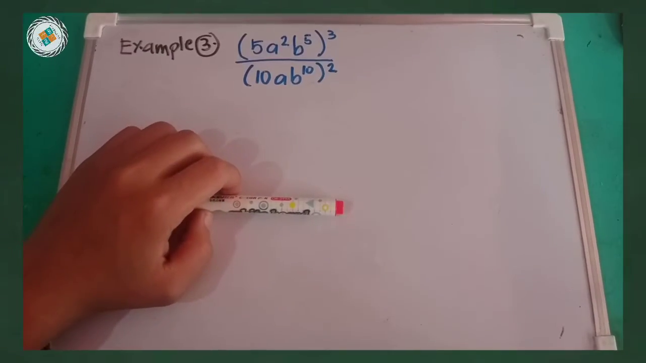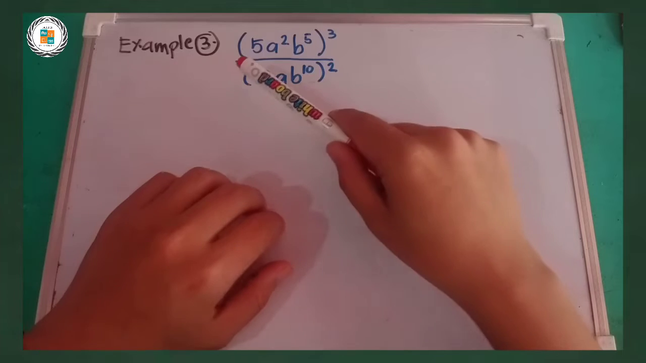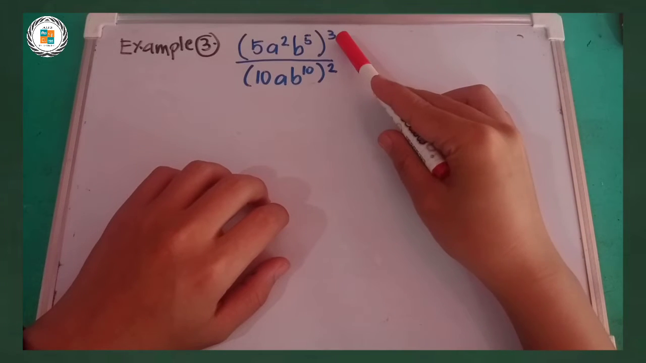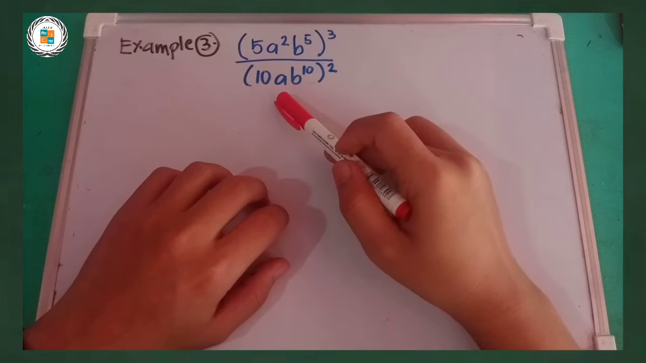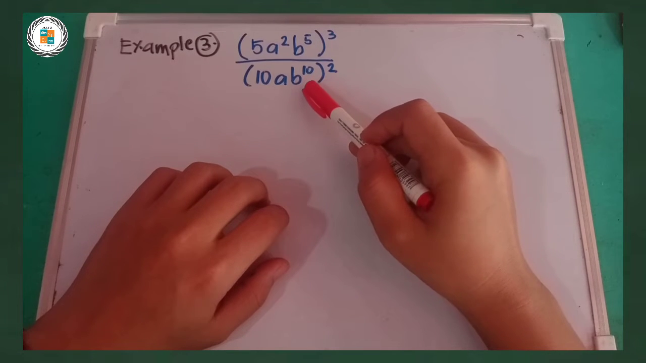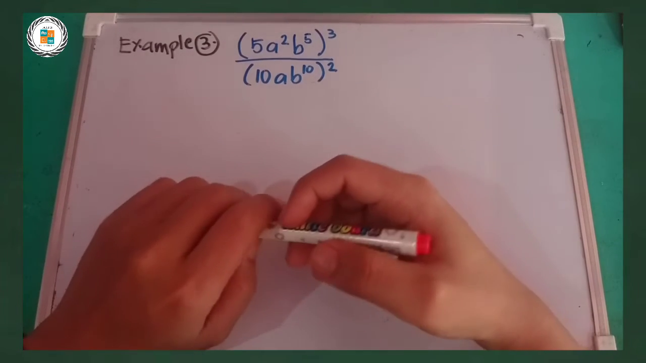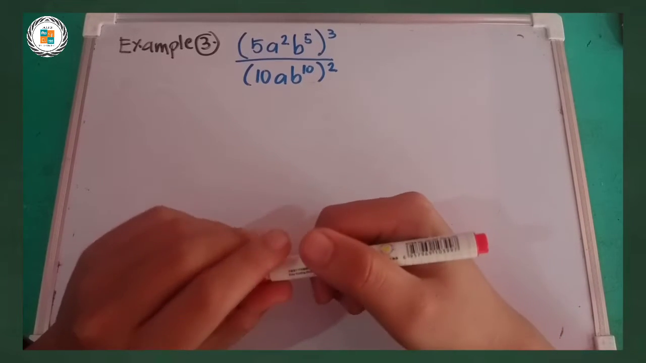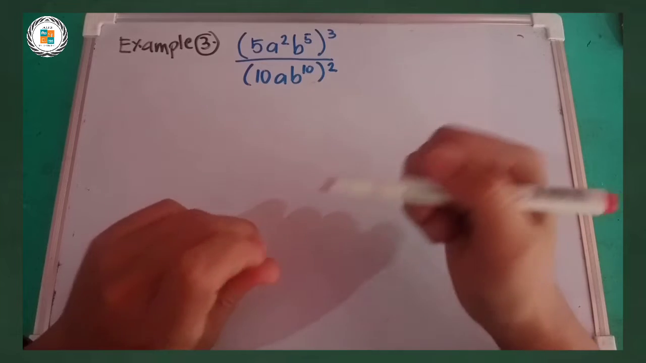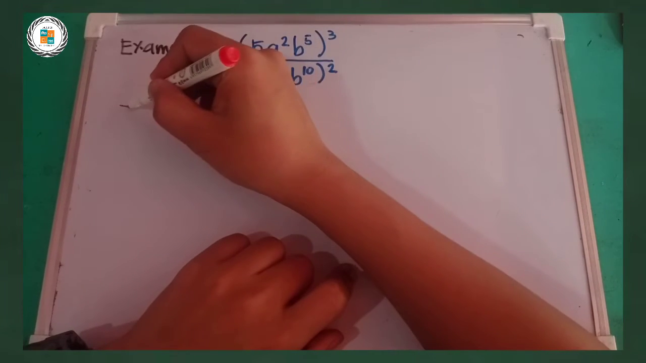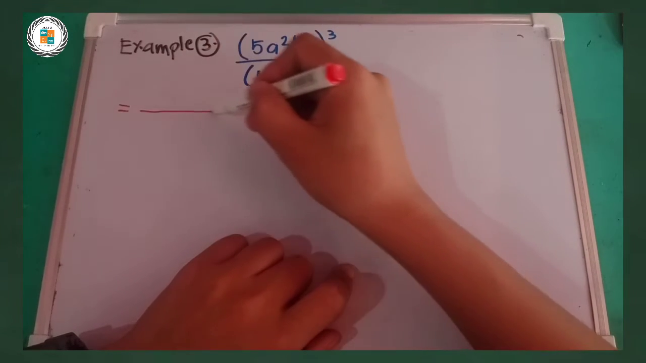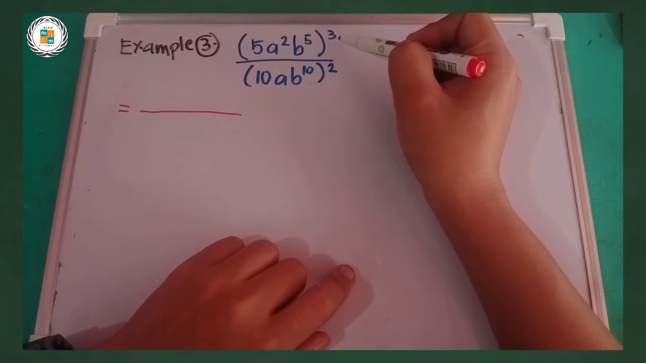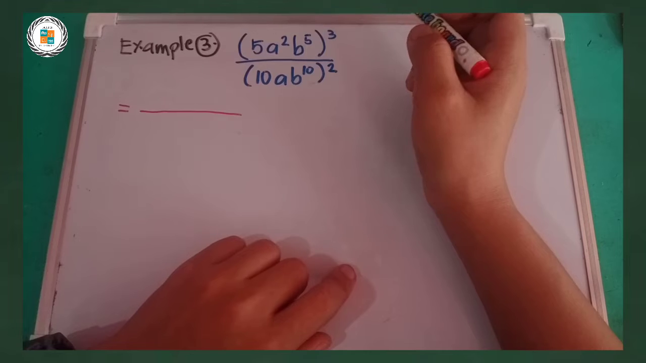Now let's have the third example. So we have here (5a squared b to the power of 5) raised to the power of 3 over (10ab to the power of 10) raised to the power of 2. Now in this example, we can apply the power of a product. Okay? So if we're going to apply the power of a product, say, the exponent outside we multiply to each exponent inside.